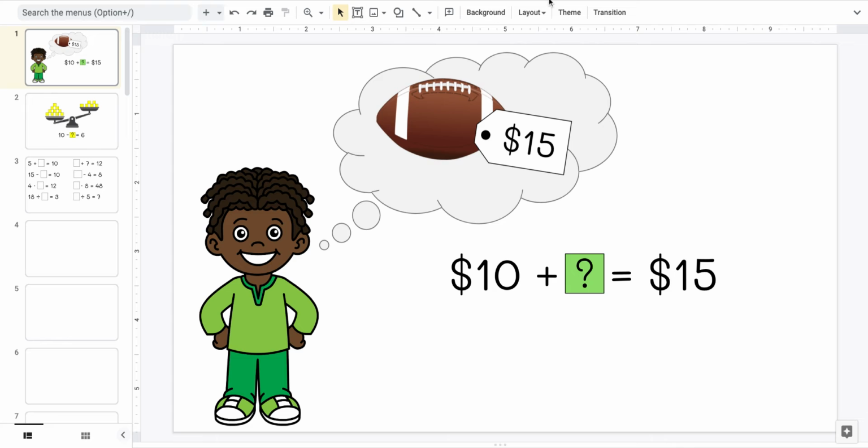All right, so for this first example here, we have a person and they really want this football, which is $15. They currently have $10. So how much more money do they need to have $15 to buy that football? Well, you can guess and check. You could also start from 10 and just count up. 11, 12, 13, 14, 15. If I'm using my fingers, that was 5 fingers. So they need $5 more. So that missing number right here would be the number 5.